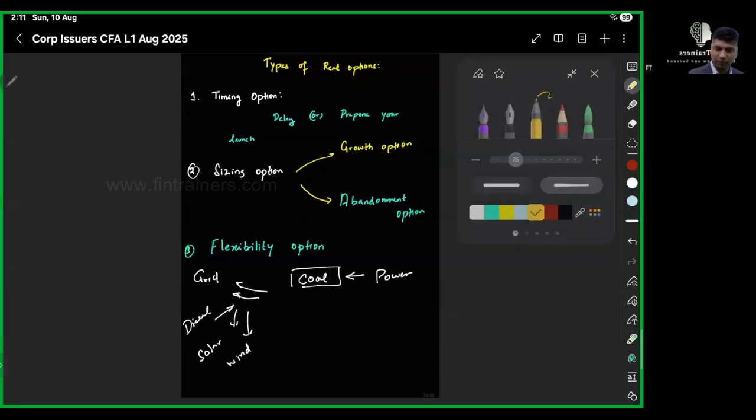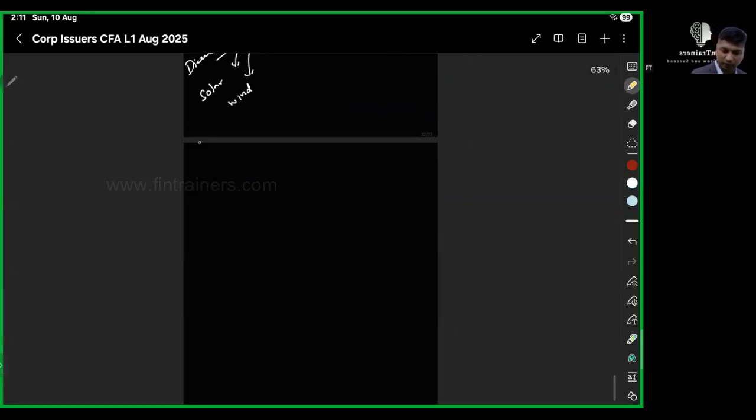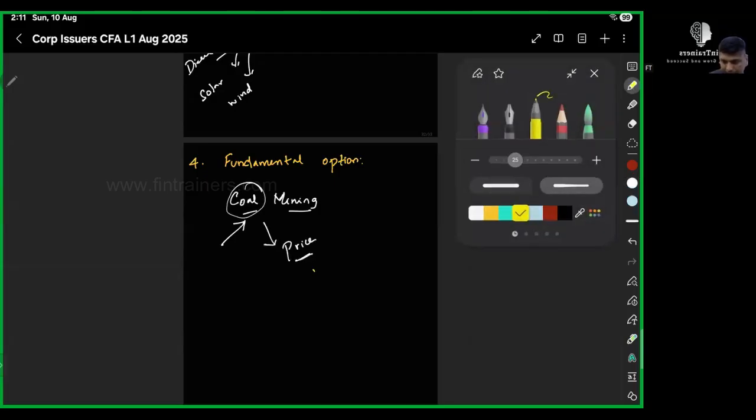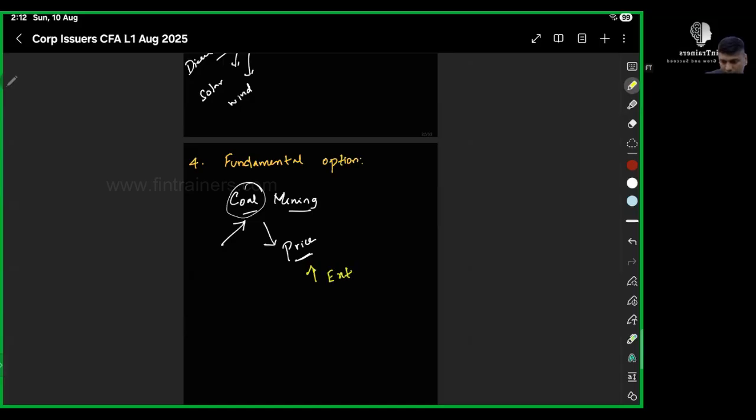The fundamental option is in terms of the actual asset itself, where the price can change. So if I am running a coal mining operation, only if the price of coal changes might I mine it. If the price increases, then I might mine it. If the price decreases, I might stop the operation. So this is based on the price, in this case the price of coal, which is a fundamental input. It's an external input that drives the value of this option.